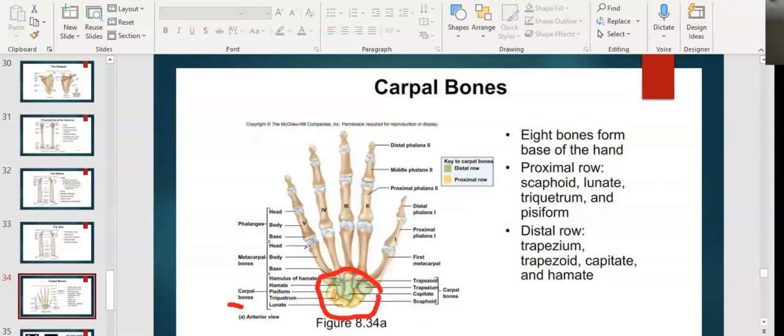Then the palm of your hand is going to be these bones right here, and these are going to be the metacarpals. You have metacarpal 1, 2, 3, 4, and 5. So the ones in your wrist are carpals, the ones in your palm are the metacarpals, and the ones in your fingers are phalanges.